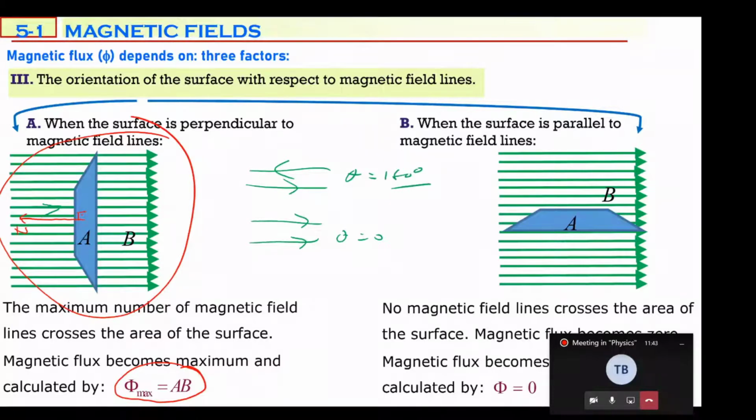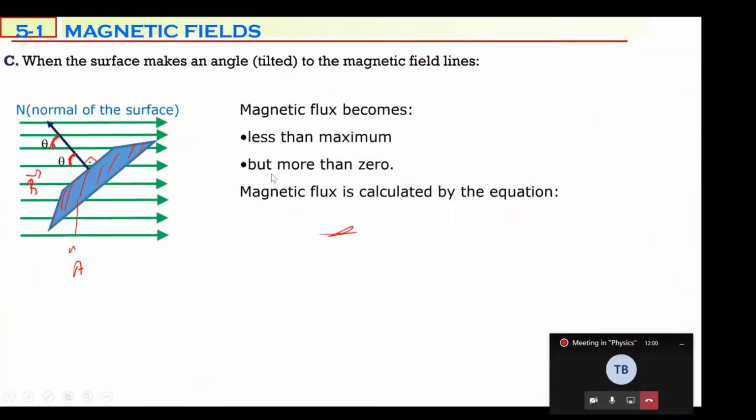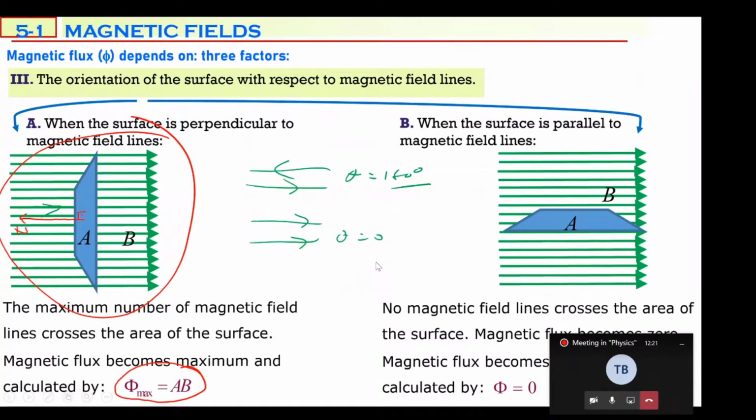In mathematics, you should have learned about this before. So what is cosine 0? 1. Cosine 0 is 1. When perpendicular, the flux is maximum, as you see, because cosine gets its maximum value. In this magnetic flux equation, when the surface is perpendicular to the magnetic field lines, theta becomes 0 or 180, no matter. In all cases, cosine theta is 1 or -1, so magnetic flux gets the maximum magnitude.